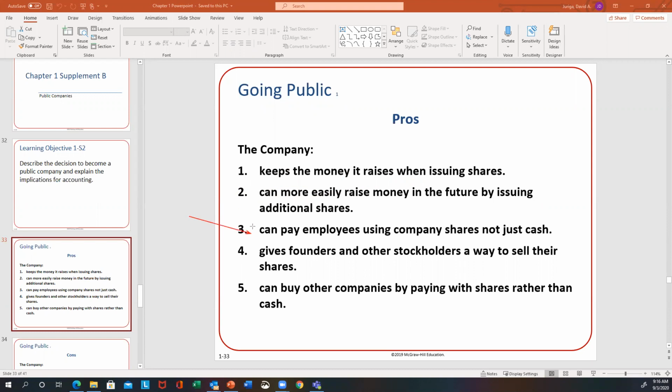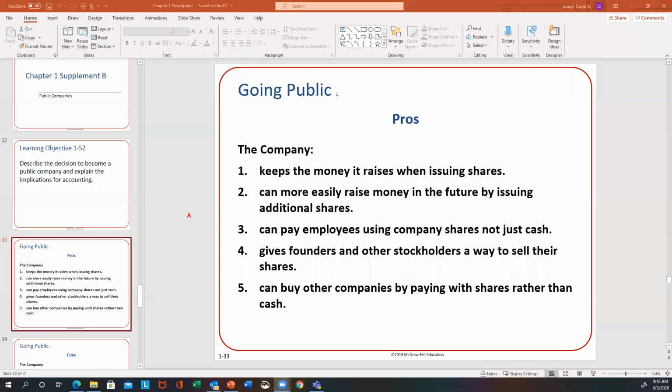And you can also give incentive to your employees, so you're going to retain the top talent. They're going to get more money. And of course, you can buy other companies by paying with shares rather than the cash. So there's a lot of benefits to going public.